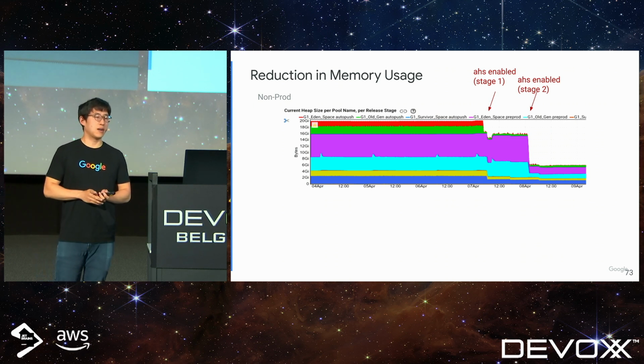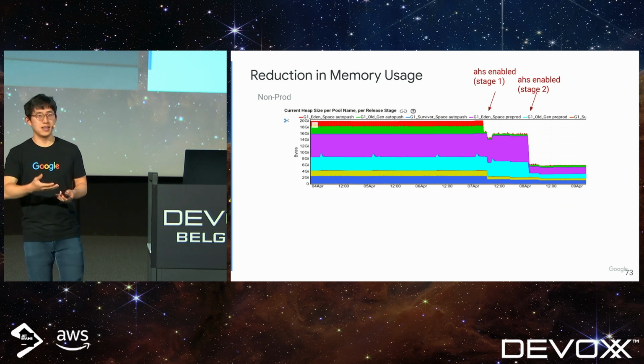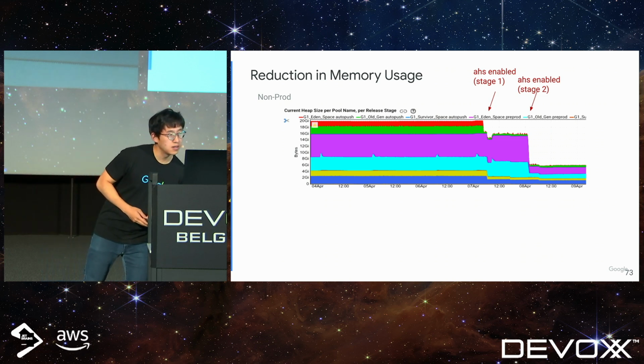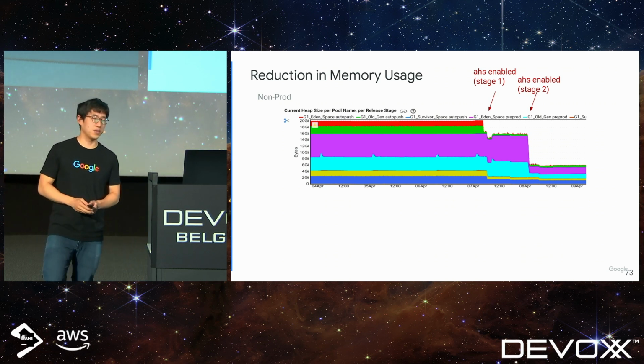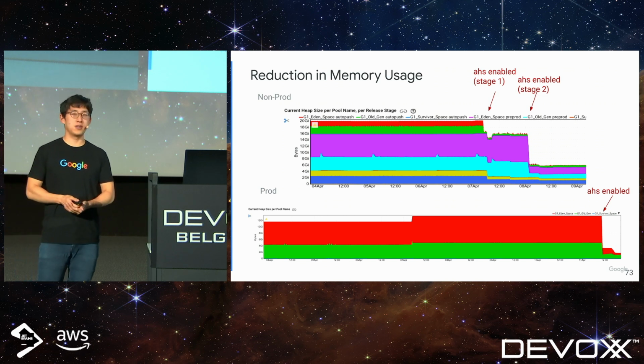But by the time we rolled it out for all the tasks, because this is the average for all tasks, we see that it went from 20 gigs to around 8 gigs, 6 or 8 gigs. It's hard to see from this graph. But basically, huge memory savings, and this happens not just in a non-production environment, but in production environments as well.